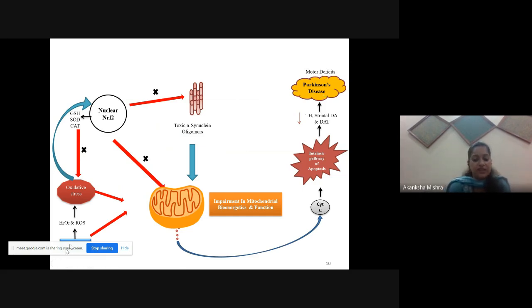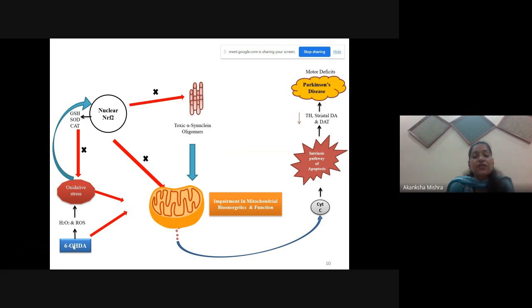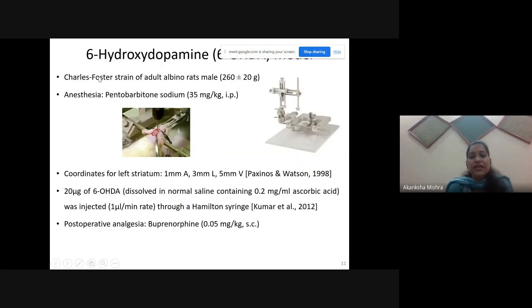Now from where the picture starts, 6-OHDA. First of all, we should understand what is 6-hydroxydopamine. 6-hydroxydopamine is actually a toxin. It is actually a mitochondrial toxin. Here in the figure, we can see that it is actually injected in the body.